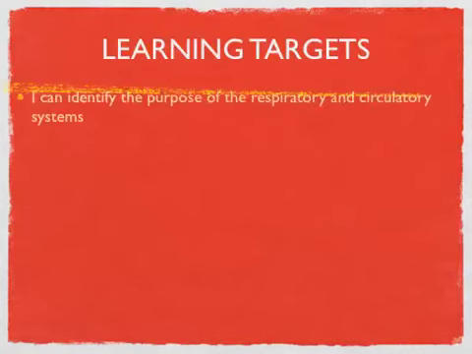Learning targets. By learning this information, you'll be able to identify the purpose of the respiratory and circulatory systems. Look at the key words: identify and purpose. To identify something, you will pick it out of a group of other things. The purpose of something is the reason for it.